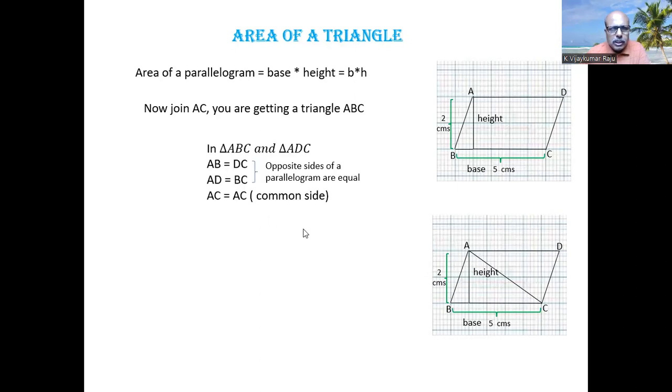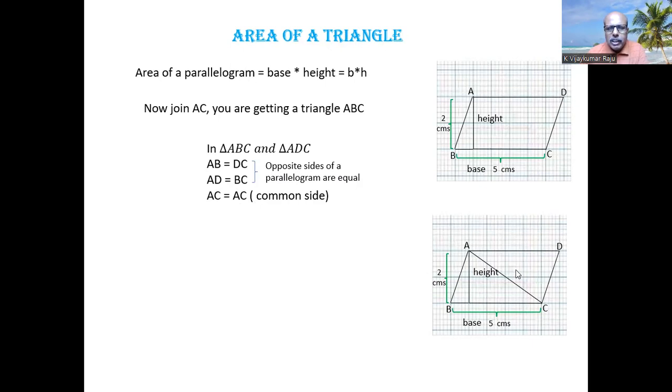Therefore, if you see in these two triangles ABC and ADC, AB is equal to DC and AD is equal to BC. Why? Because the opposite sides of a parallelogram are equal. Therefore, these two opposite sides are equal. And AC is equal to AC. This side is common to both these triangles.